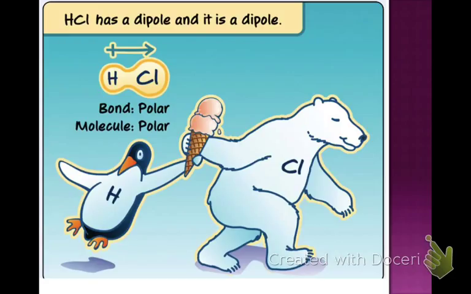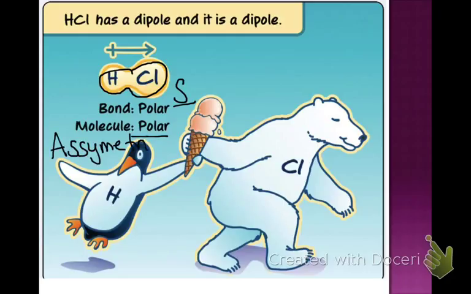HCl has a dipole and is a dipole, so the bond itself is polar because if we take a look, they have a difference in electronegativity values in Table S. The molecule is polar because the Cl is larger than the H. It's asymmetric, meaning if you fold it upon itself right here, it wouldn't match up evenly.